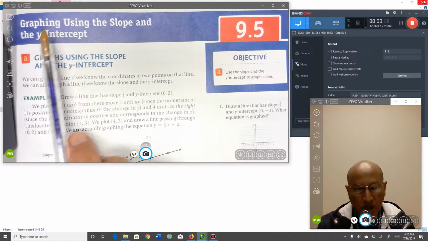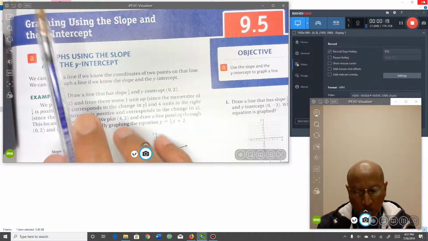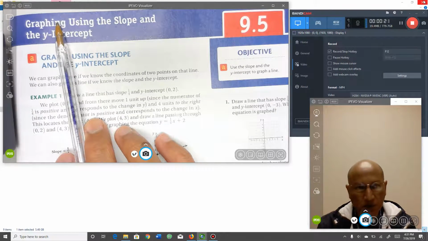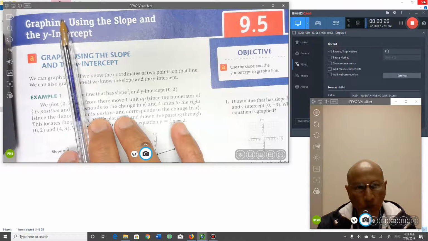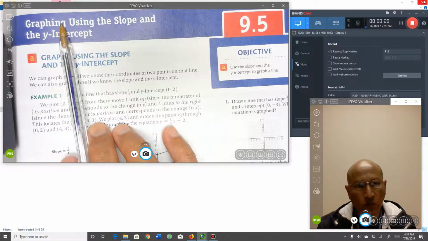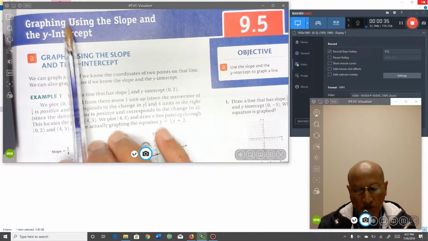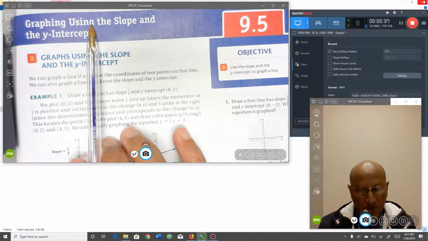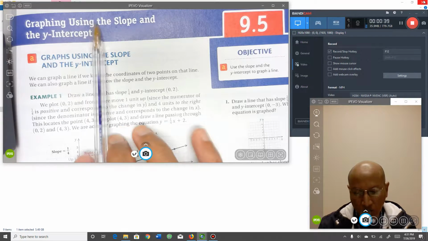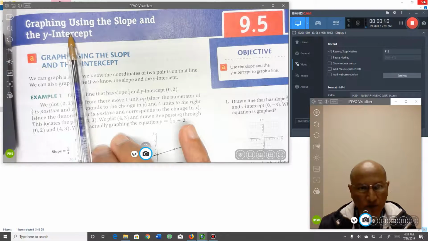Okay. So again, we were graphing at the beginning of this chapter, and for the last section, we went to finding equations of graphs with information they gave us. Now we're back to graphing, okay? So keep that in mind. This time though, we're using the slope and the y-intercept to graph.